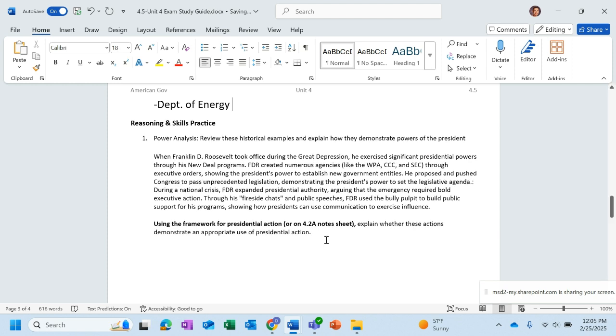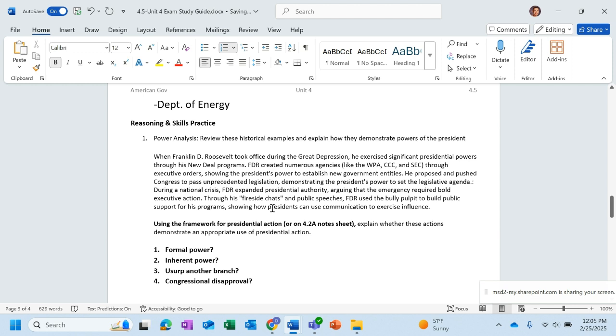All right, power analysis. Now, again, the framework, 4.2a note sheet. What we want to look at are these things. Is there a formal power? Was there an inherent power related to the formal power, so implied? Did it usurp another branch? And congressional disapproval. Okay, those are what we want to look for.